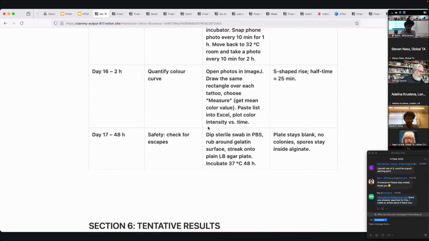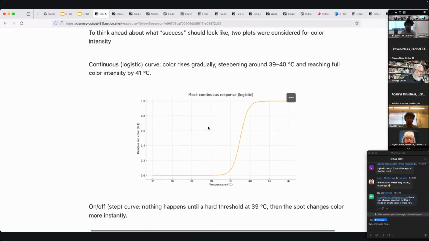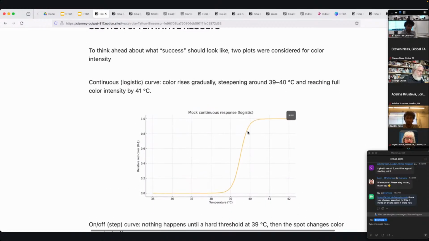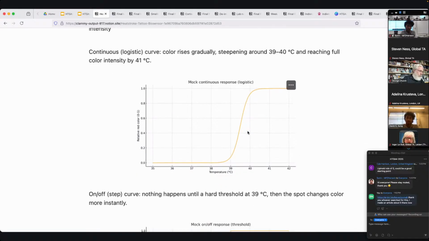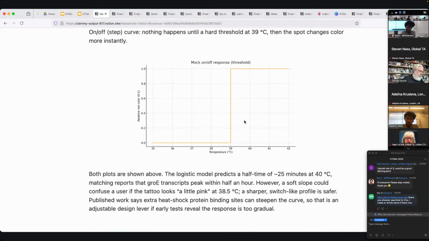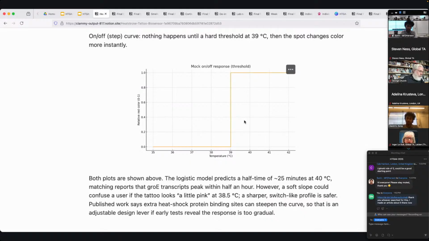These are our steps. Since I haven't been able to start the lab work yet, I thought ahead about what the data would look like. I sketched out two ways the tattoo might behave based on how heat might trigger the system. The first possibility is a gradual response, where the color intensity slowly rises with temperature. The second is more like a step function: no color at all until you hit the threshold, and then a sharper switch to the color. From a user safety perspective, I feel the step-like version is better because it avoids confusing someone with a halfway color tattoo, which might not be as clear.